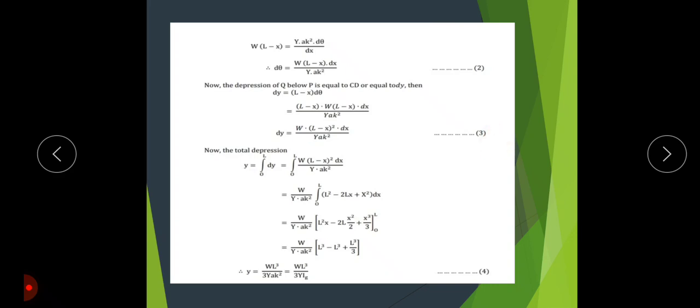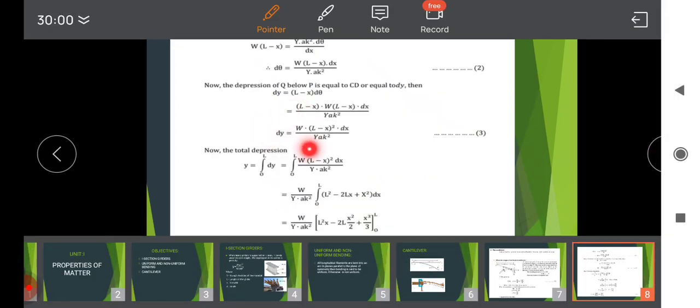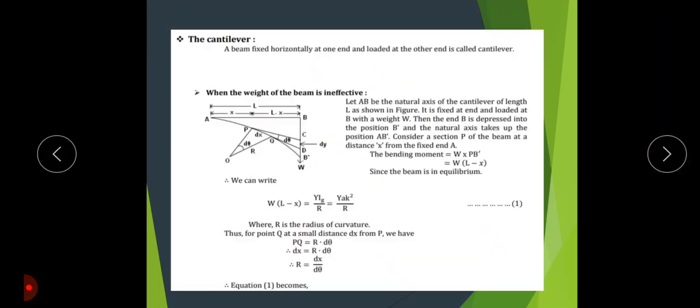Therefore, the total depression is taken as y, from b to b dash. Here we consider only a smaller depression part, that is dy. Now we have to consider the total depression part from b to b dash of the loaded end b, below the end a, which is obtained by integrating the above expression for dy. Integrating that expression dy, we will get the total depression as y.